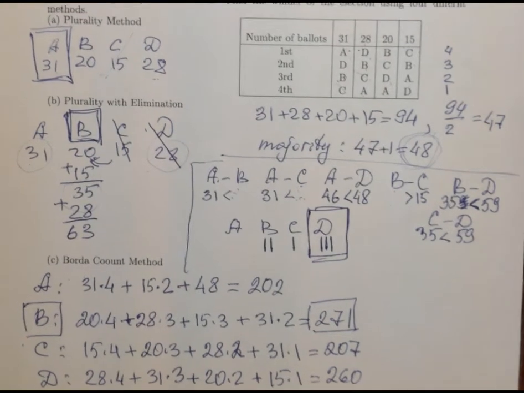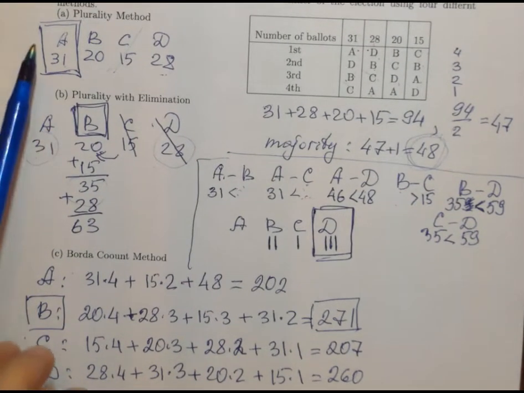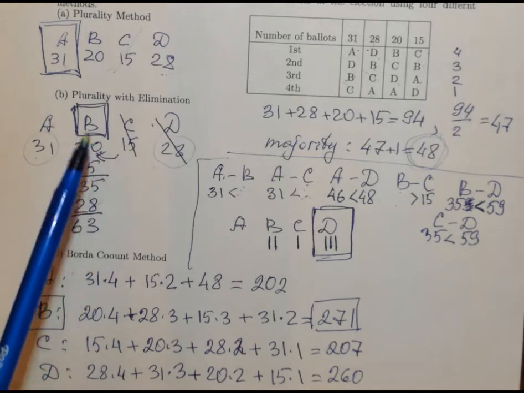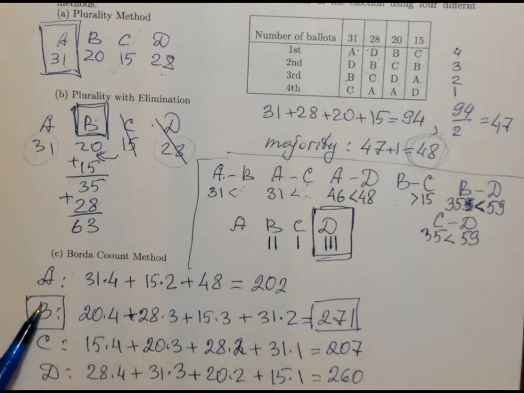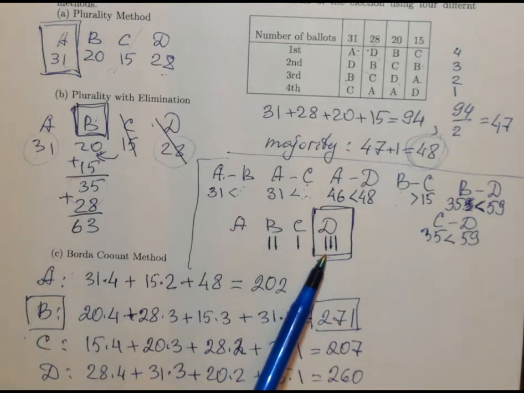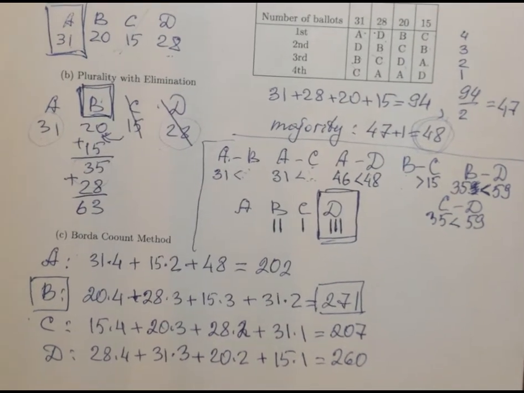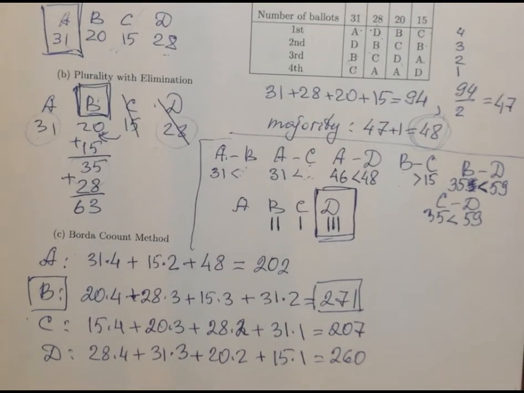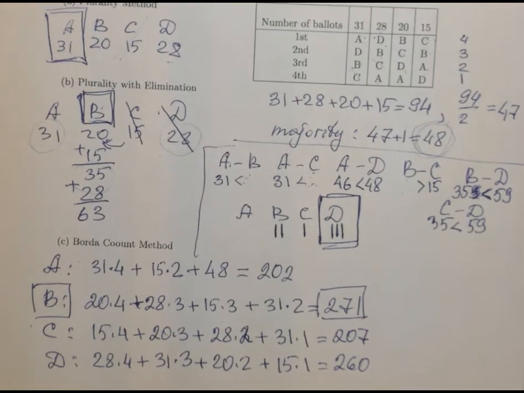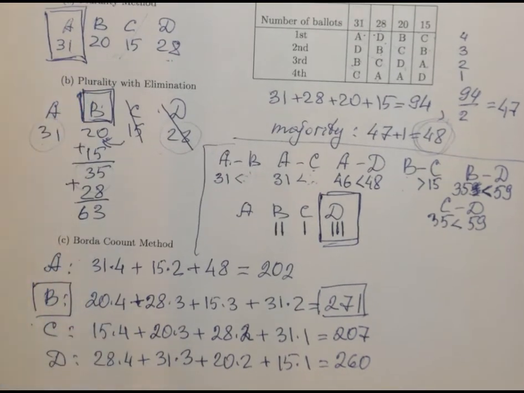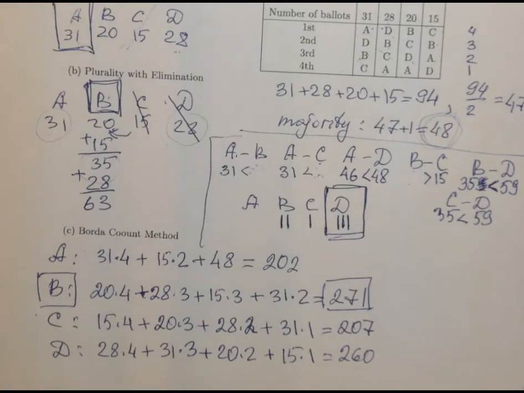So we got three different winners. A wins by plurality method, B wins by plurality with elimination and by Borda count, and D wins by pairwise comparison method. So only one candidate, C, never wins. All the other candidates have at least one chance to win the election, depending on which method will be used for counting ballots.